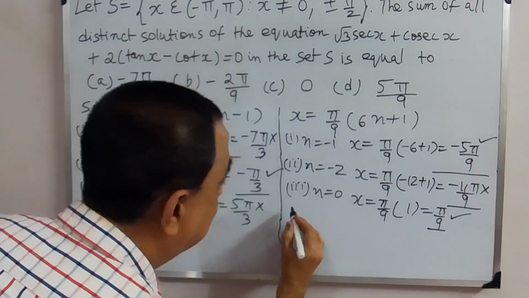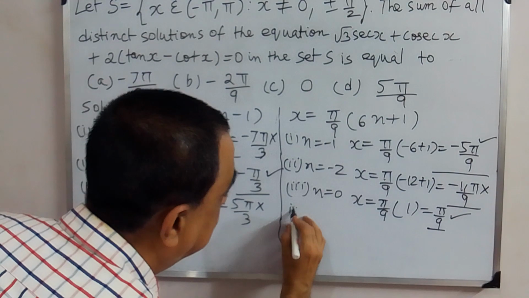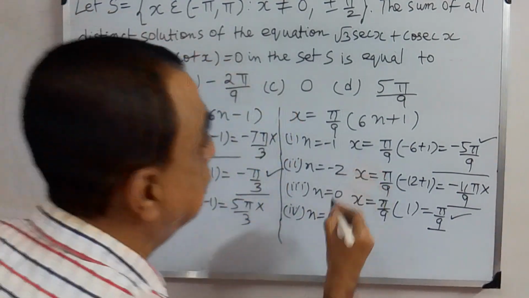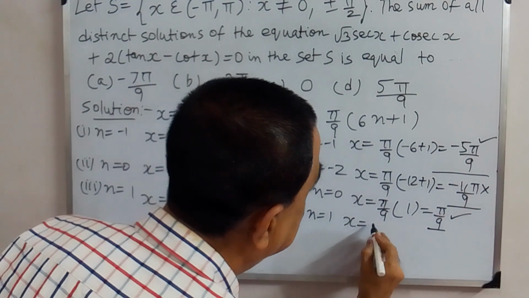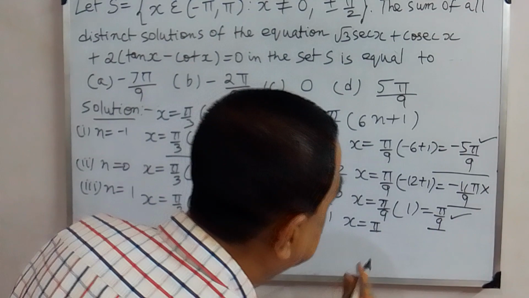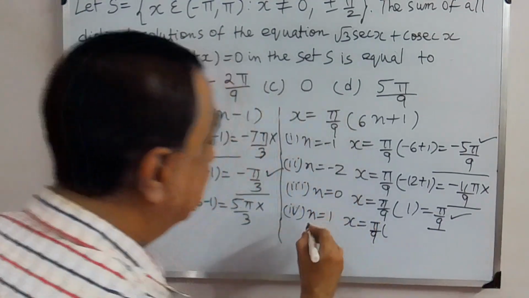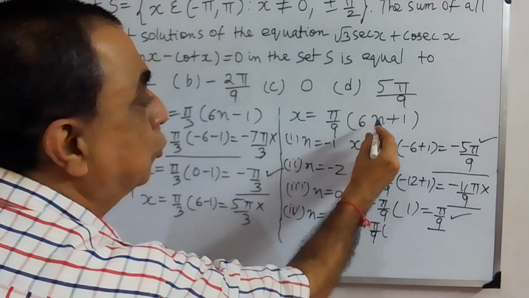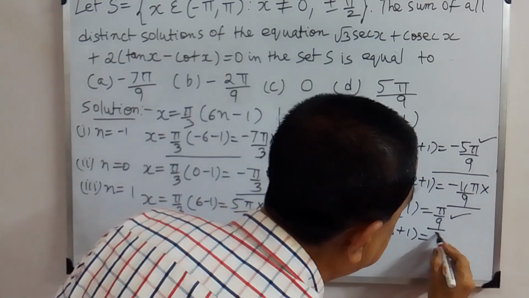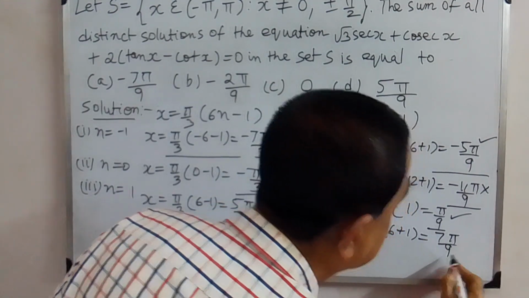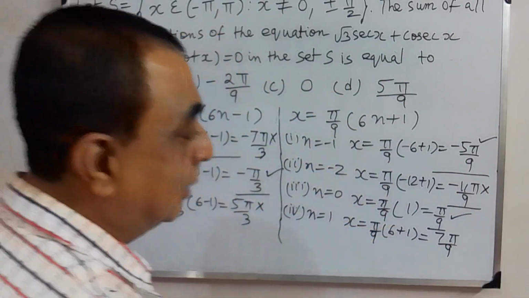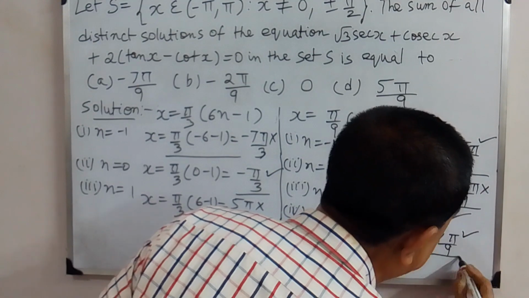Now let us check the other side, for n equals 1. When I put n equals 1 here, x will be pi by 9 into, putting n value 1, 6 into 1 is 6 plus 1. So that is 7 pi by 9. 7 pi by 9 is smaller than pi, so this value of x is accepted.